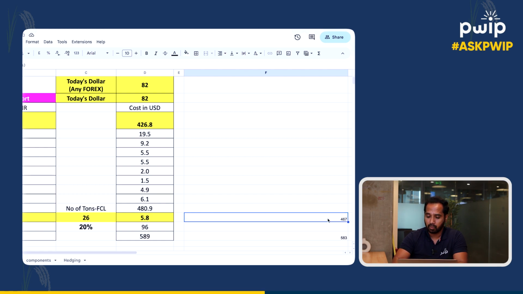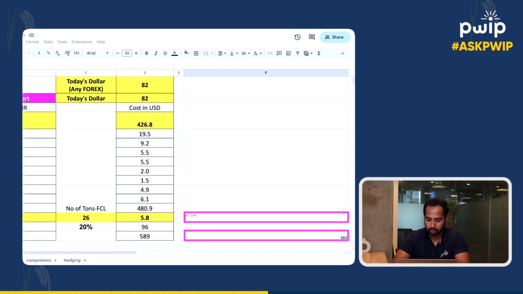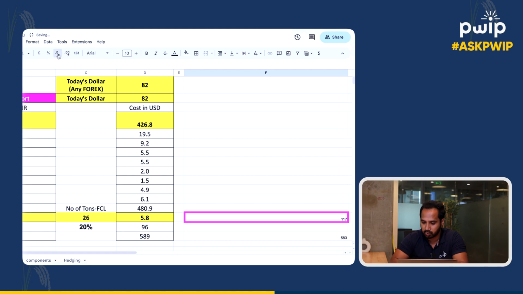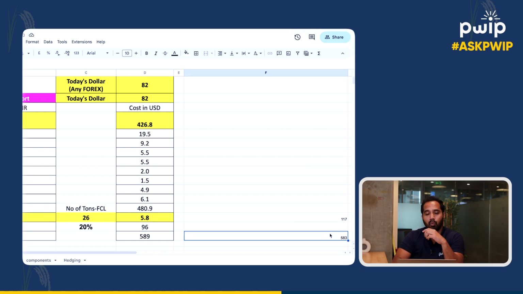Or in another way, what the customs will do is 583 into 20%. In that case, your duty should be 116.6, which is 117, right? But is your duty 117? No, the duty is 96. So this confusion has been there. Ideally, they would want to come to the markdown approach.